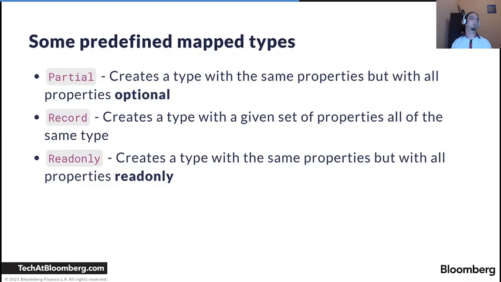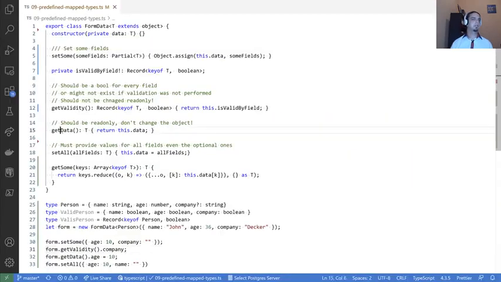Now the third type we're going to look at is Readonly. And this creates a type with the same structure as a given type, but with all the properties marked as readonly. So, if we were to take our getData method, we want this to actually return the same type, T, but we want all of the properties marked as readonly. So for example, this assignment here should not be possible.